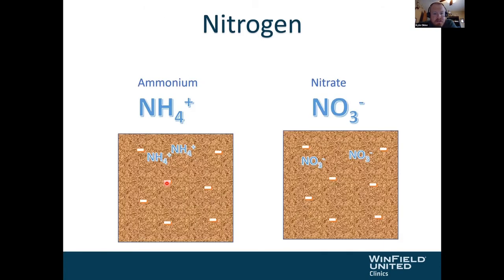So, nitrogen, as a really simple fact, comes in two different forms. If you're applying urea or ammonia, it's first going to be converted into the ammonium form, and then it will convert to nitrate.